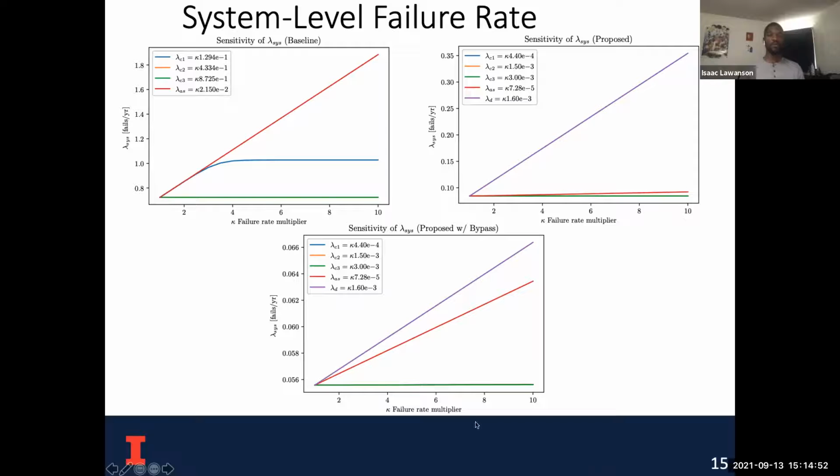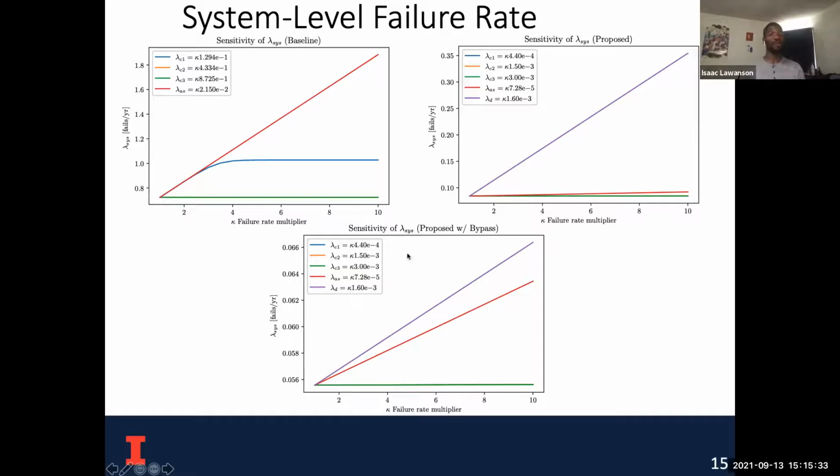And we can see that there's a trend. This red line here and this purple and red are from diodes, the failure rates of diodes, and the failure rates of active switches. So if we multiply those failure rates by up to 10, while holding all the other failure rates constant, we expect the system level failure rate of the system to increase by this much. But what's super interesting is that for the baseline, it goes from 0.8 to 1.2, about 1.9 for the increase of the active switches by up to 10. But for the proposed, it's less than 0.1 to 0.35.